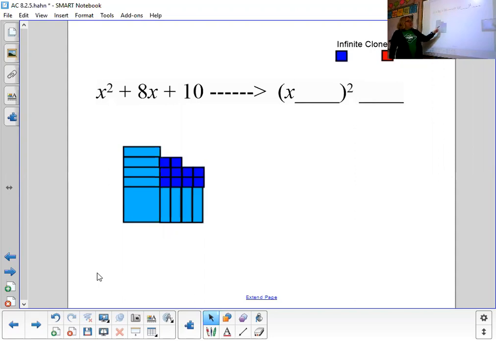Then I had 10 ones. So here are my 10 ones. But what happened? I don't have enough. So I need to fill it in with some more squares, right? But if I just start adding things to my equation, does my equation stay the same? No, that makes it change, right? So for every one that I add, what should I do outside my square?